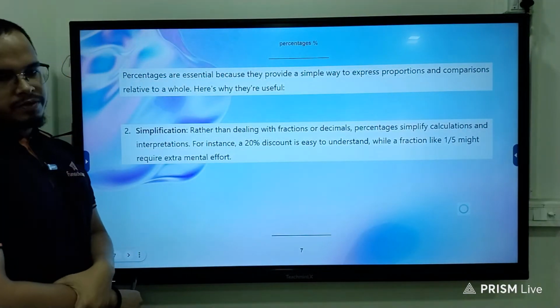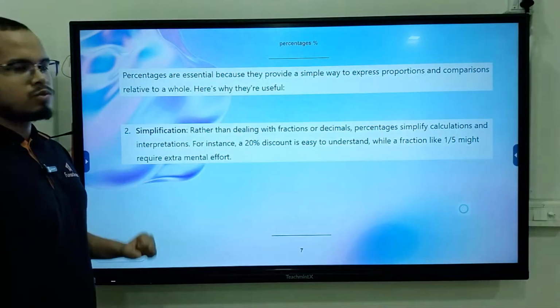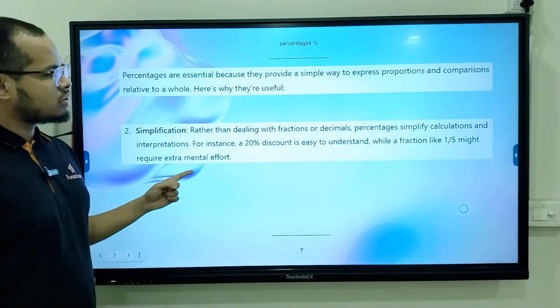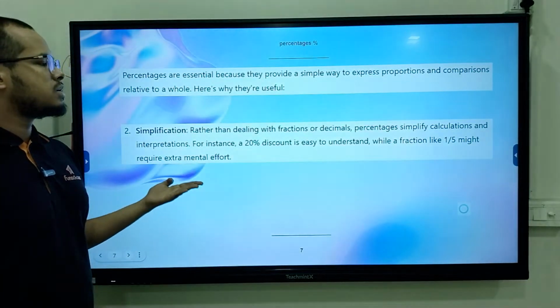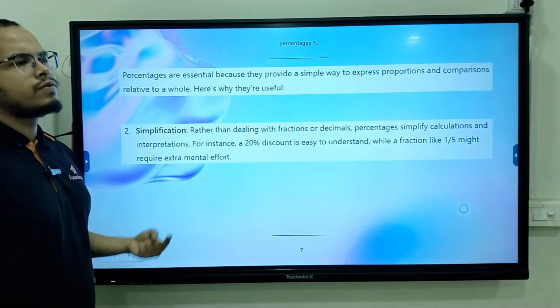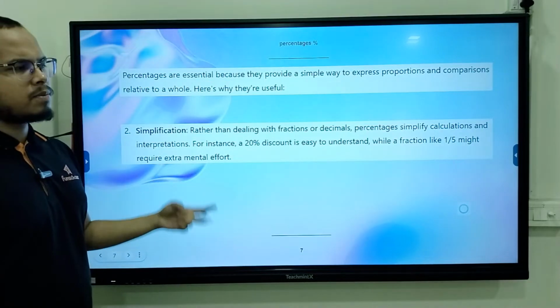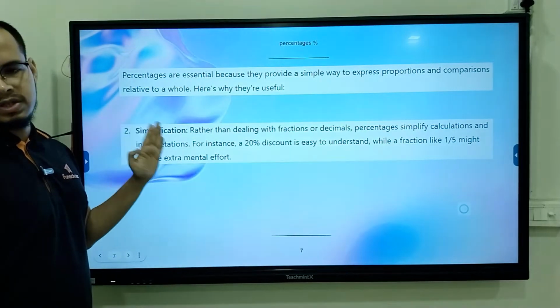Now we have simplification. Let's see what this particular thing is. I'll be telling you the concept of profit, loss, discount, everything. You will realize that profit, loss, discount, simple interest, compound interest, everything has percentages in it.